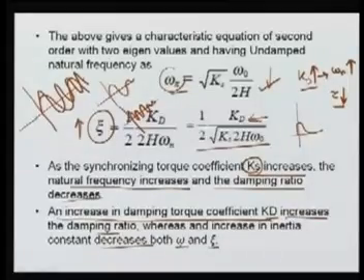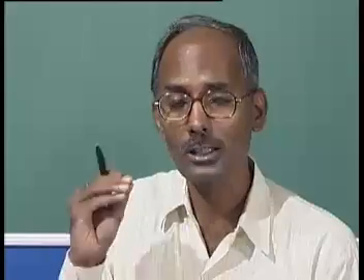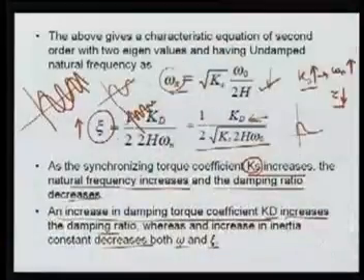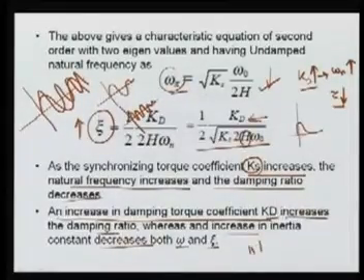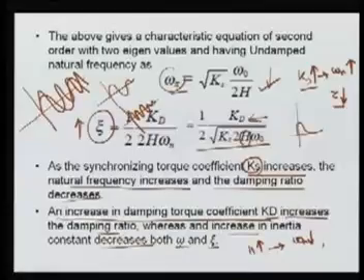Now if your Kd is increasing, your damping ratio is increasing, and that's required so that it should be damped out. Your oscillations must be damped out in a few cycles, and that is good for the system stability. At the same time, you can see this H value is also very important. If you are increasing the inertia constant H, it is showing your omega n is decreasing, and at the same time your damping is also decreasing, both are decreasing.